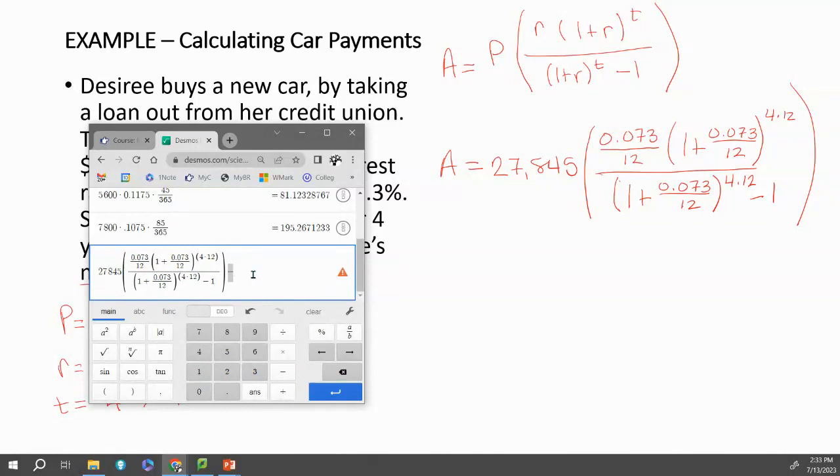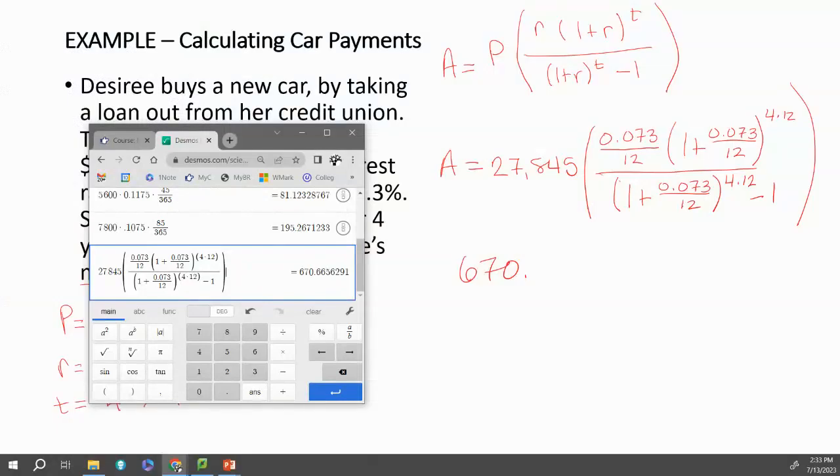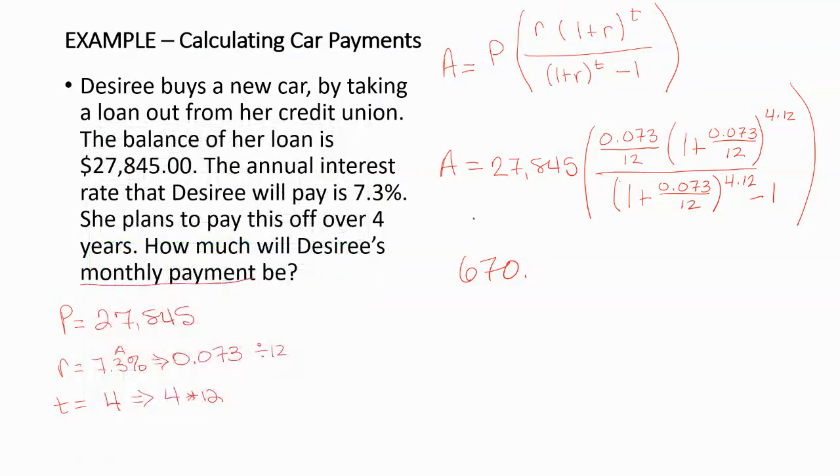And last but not least, I need to come out here and make that fraction go away. And we have our car payment of $670. And I forgot what the change was. It looks like 67 cents because we need to round that to the coins. So $670.67.